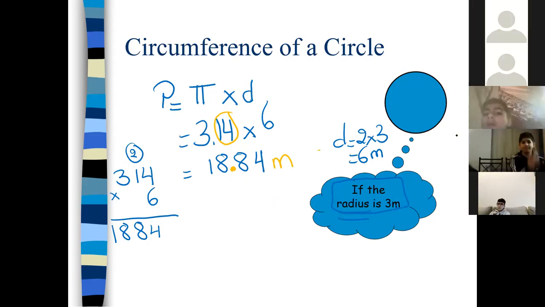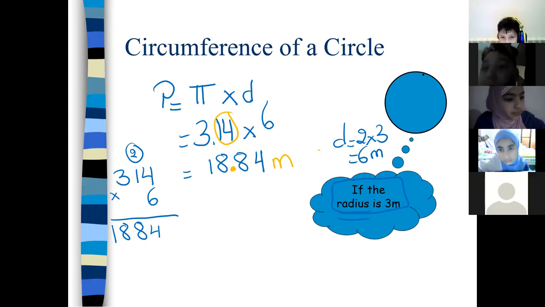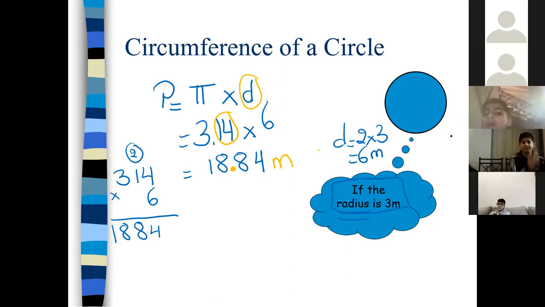Yes, but why don't we write here D? Pi times D. D is the diameter. And the R is the radius? R is the radius, yes.